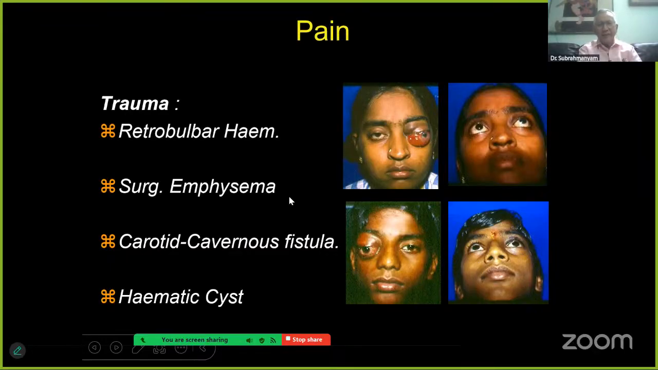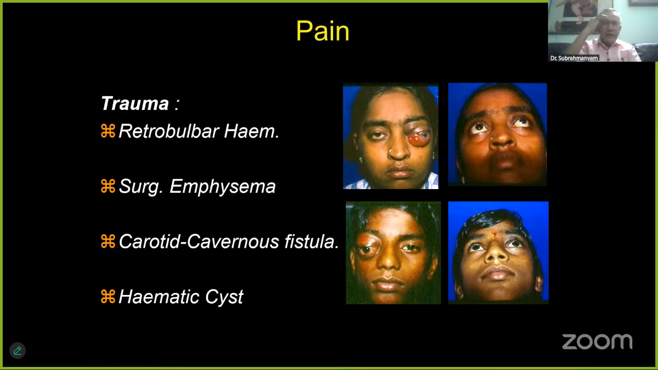Surgical emphysema is another cause, especially when there is a small fracture of the sinuses, so that air from the sinus can enter the orbit and get entrapped. You can just feel it, and if you see surgical emphysema, there will be crackling sounds. You can feel it when you apply pressure over it. When there is surgical emphysema, normally nothing needs to be done.